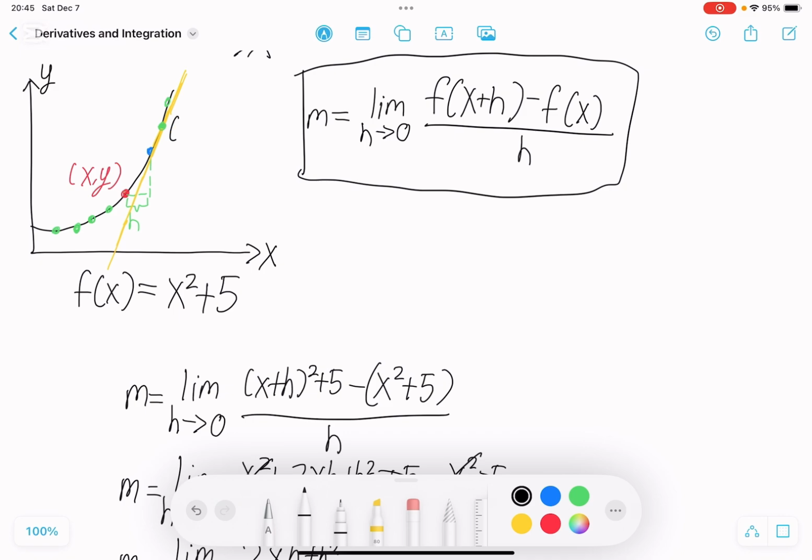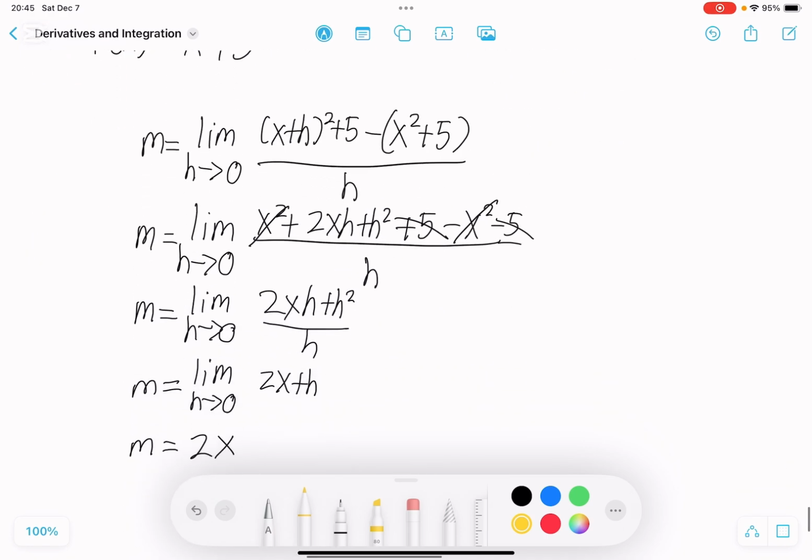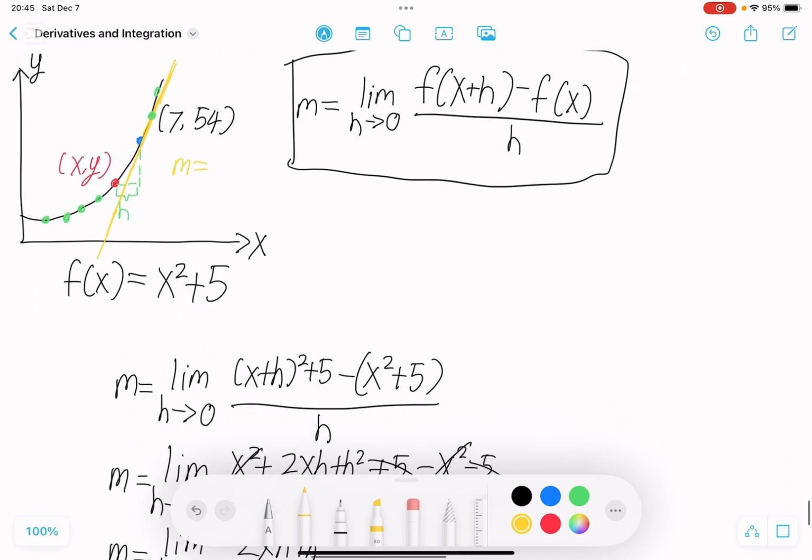Say the x coordinate is 7. So the y coordinate would be 49 plus 5, which is 54. So the graph is x squared plus 5, and the slope of this yellow line is m equals 2x, which is 2 times 7, which is 14. So that is the derivative at this point on this graph.